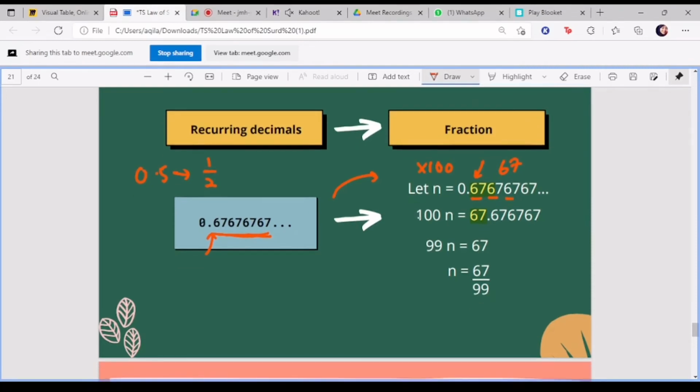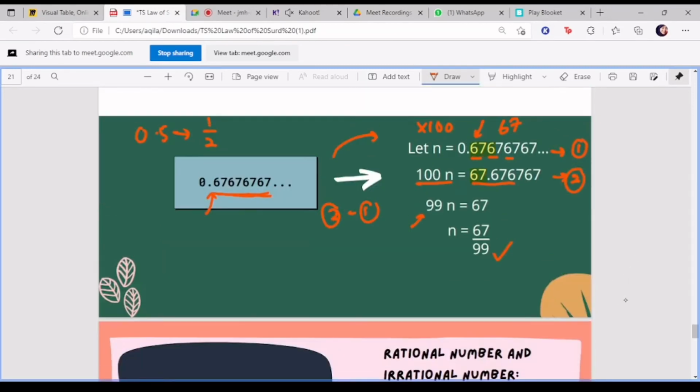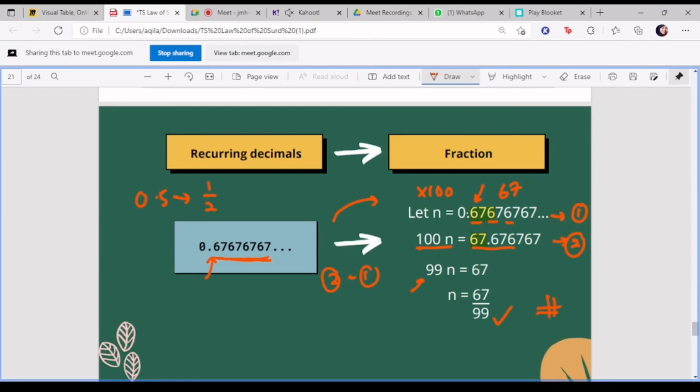So, when you multiply by 100, you will get 100n equals 67.676767. This would be the first equation, and this one is the second equation. So how do we get the value of only n? Second equation minus first equation. Later you will get 99n equals 67. So lastly you get n equals 67/99. This is the last session for this topic.